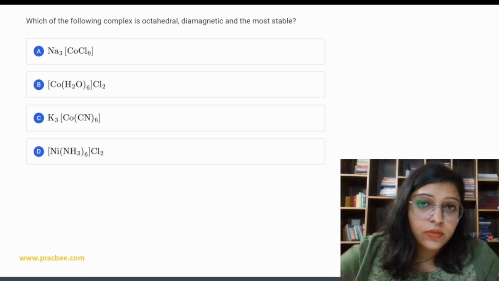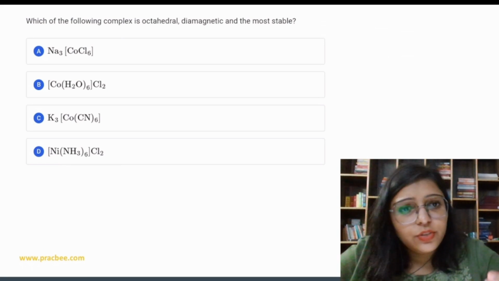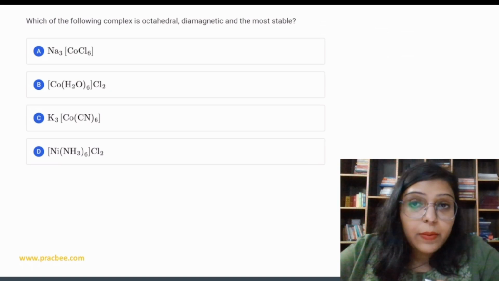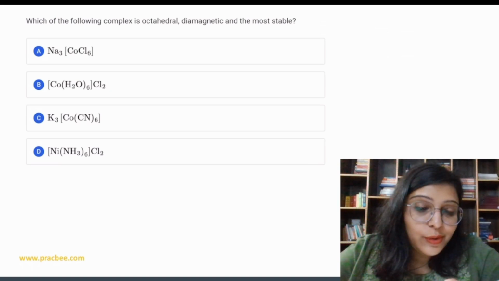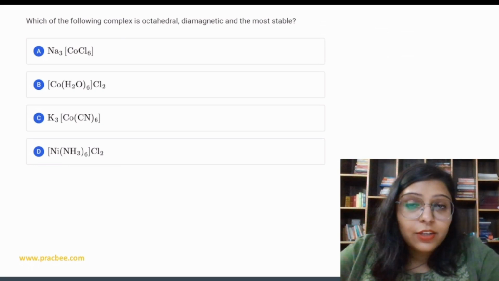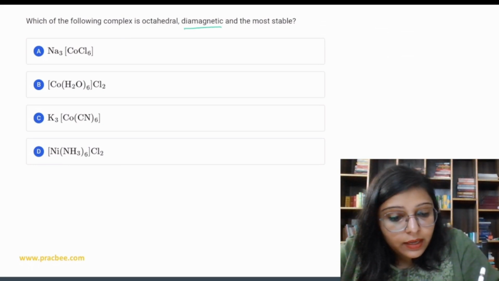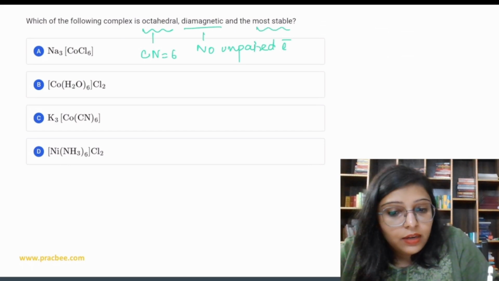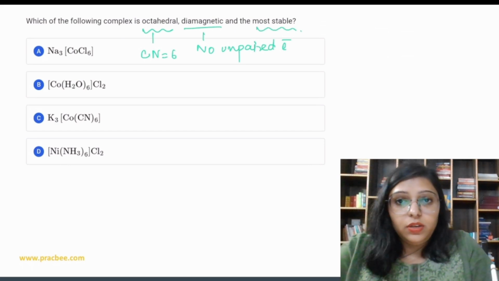Now, how to solve this question? The simple task is that we just write down the geometry. You have to use a classical way, but you can also try something else. If it is diamagnetic, it means no unpaired electron. Octahedral means the coordination number should be 6, and it says that it should be more stable.